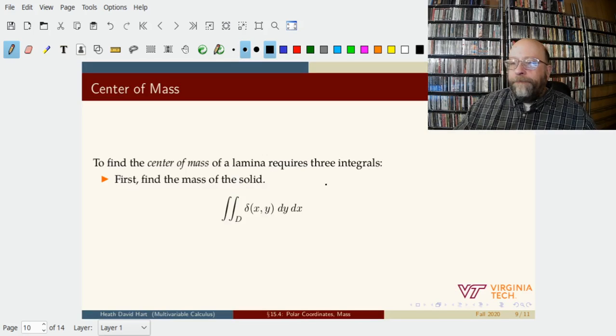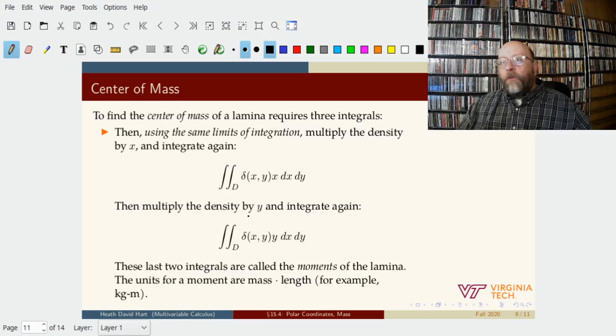Okay? All right. So we've talked about how to calculate the mass. The center of mass of an object is the point on which that object would balance, where the mass is completely centered around that point. And that requires 3 integrals. First of all, we need to know what the mass of the solid is. That's just a regular integral of the density function. The second thing that we'll need to do is multiply that density function times x, and then multiply that density function times y, and then we're going to integrate again.